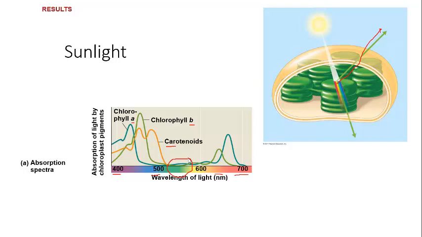What does this all mean? This means that photosynthesis would occur less under green light. Photosynthesis wouldn't really occur at all under green light because plants can't absorb green light. They can't do anything with that energy. Photosynthesis occurs the best under blue light, purple light, or red light.